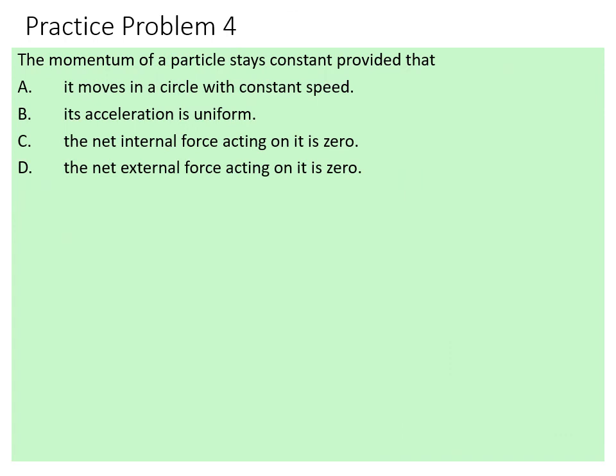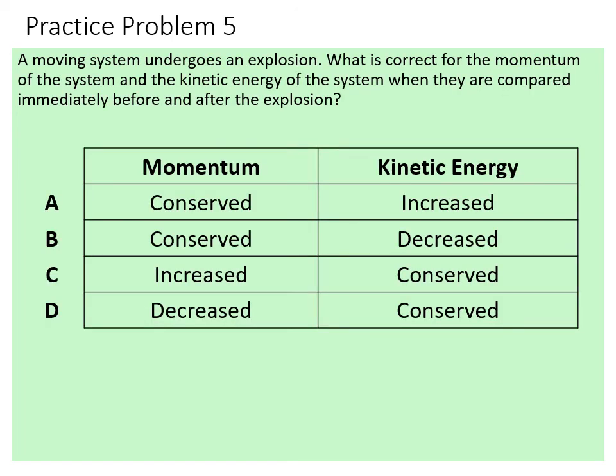Problem 4, the momentum of a particle stays constant provided that, is it A, it moves in a circle with constant speed, B, its acceleration is uniform, C, the net internal force acting on it is 0, or is it D, the net external force acting on it is 0? Please put your answer.